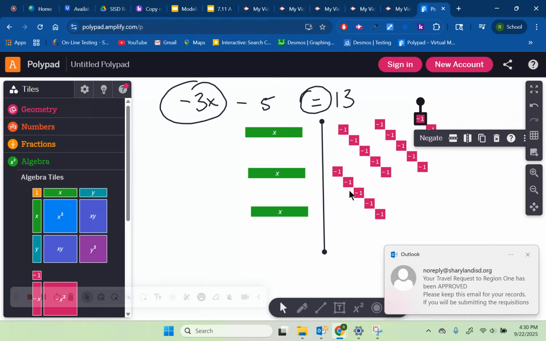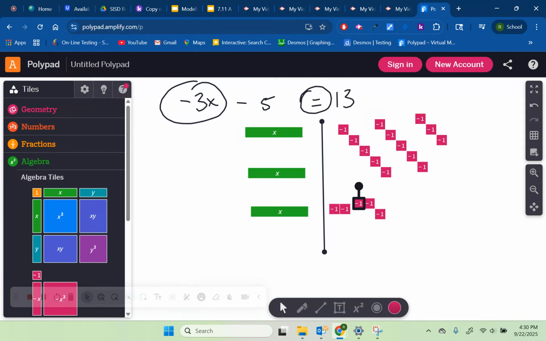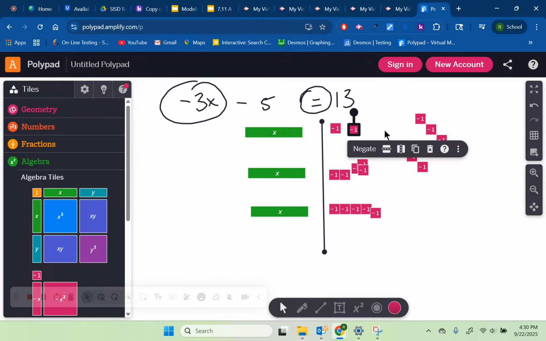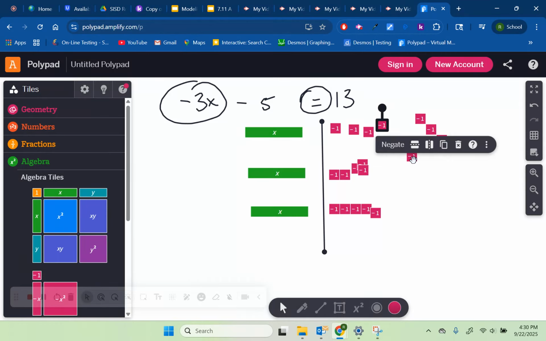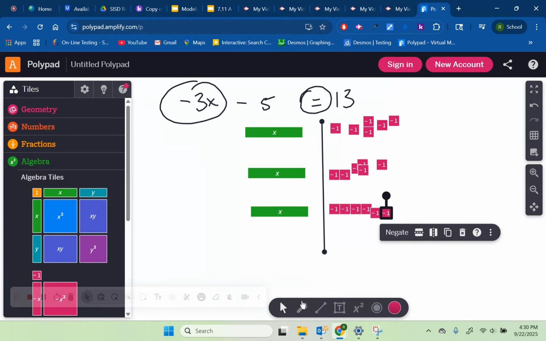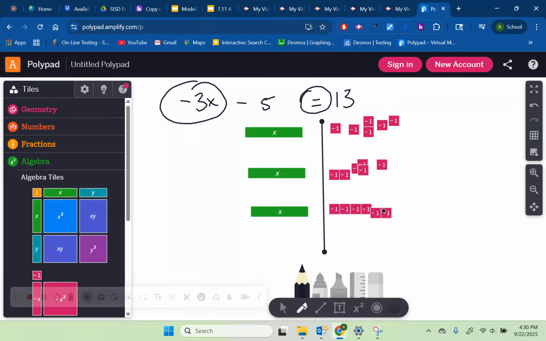So that's all that happens here. You guys get 5. You get 5. You get 5. I hate this stuff. Well, it kind of gets frustrating because it gets in the way. And then you get 1 of each. So x equals negative 6, right? 1, 2, 3, 4, 5, 6. X equals negative 6.